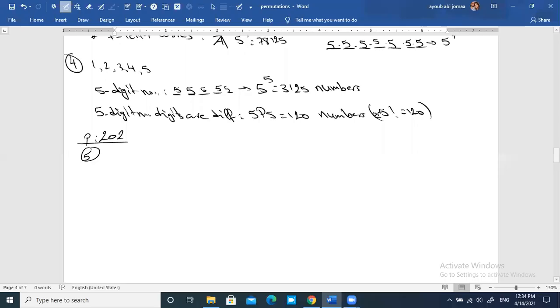Back to exercise number 4. In exercise number 4, we have a 5-digit number using the digits 1 to 5. If digits can be repeated, then the answer is 5 to the power 5. If the digits can't be repeated, then it is 5 factorial. They said, repeat this exercise if the first digit is 1. Or sorry, the 10th digit is 1.